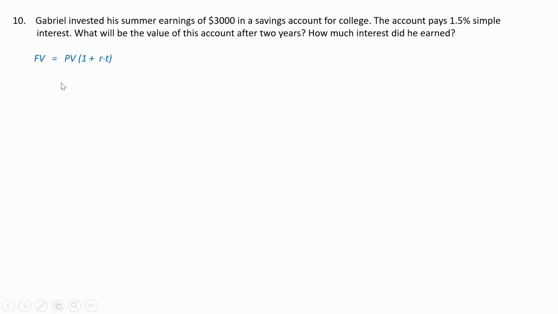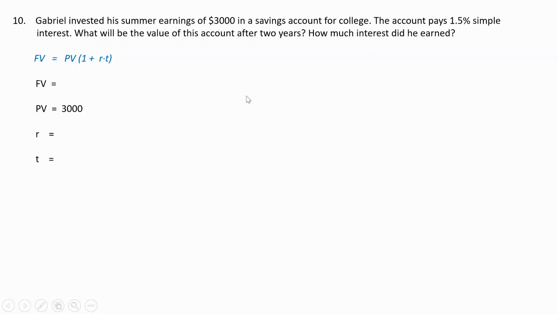So this is the formula for simple interest. FV stands for future value, PV stands for present value, the R stands for the interest rate, and the T stands for time. So from the problem, the present value means how much money was invested. So here it says $3,000, so that's my present value. We're looking for the value of the account after 2 years, so we're looking for the future value.